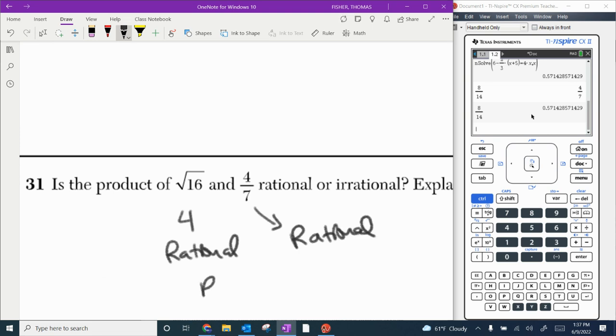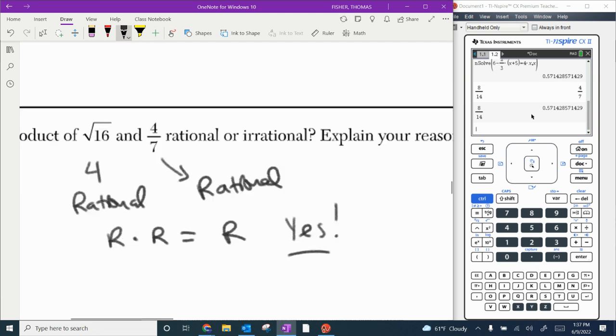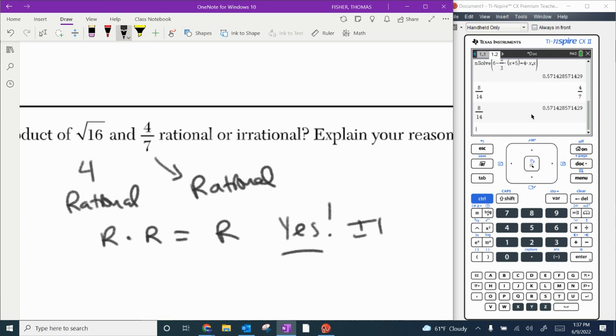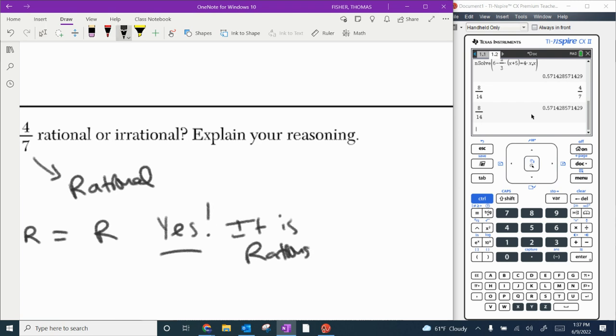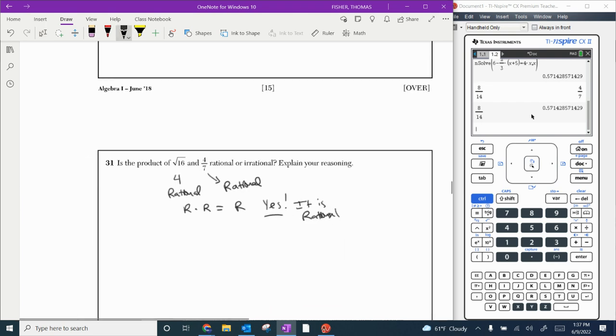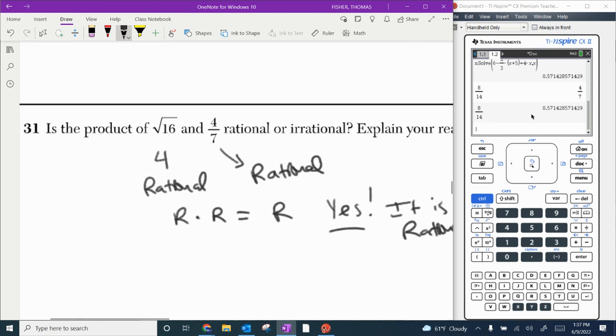So a rational times a rational is rational. So yes, it is rational. Now, I would add more to it than this. Rational. Why is this? So square root of 16, like I said, is 4 times 4 sevenths. You can show this. This would be 16 sevenths.